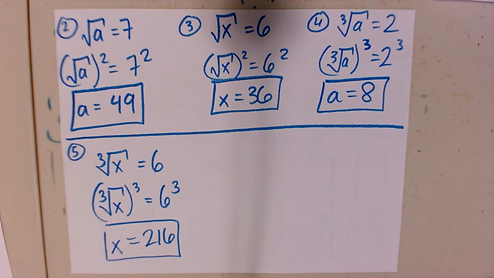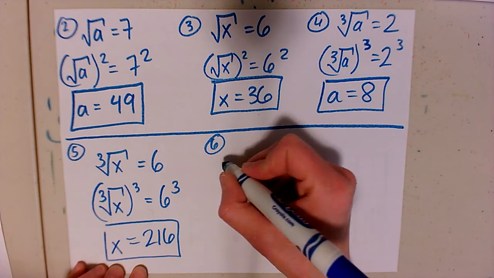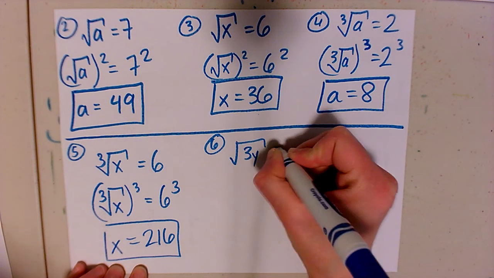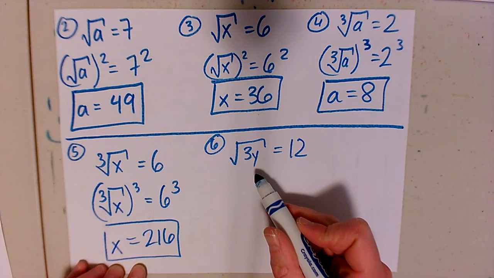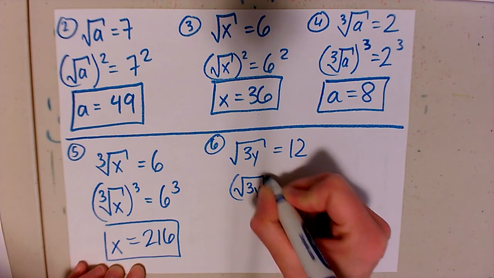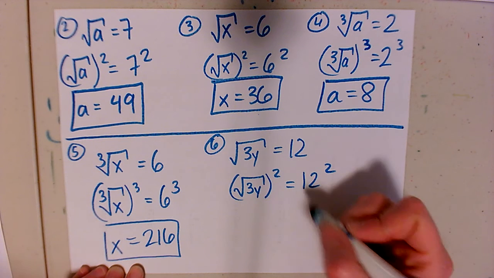Okay, so going on to number 6. Number 6 has a little bit more going on in it. For number 6, we have to do the square root of 3y, which is 12. So we want to get rid of this square root. So we will take both sides of the equation and square them.